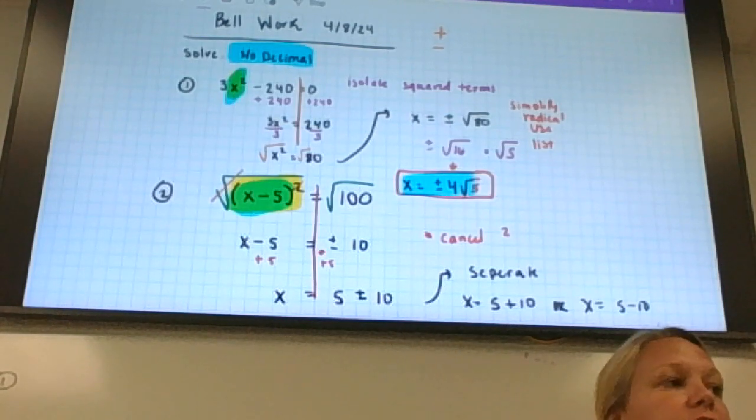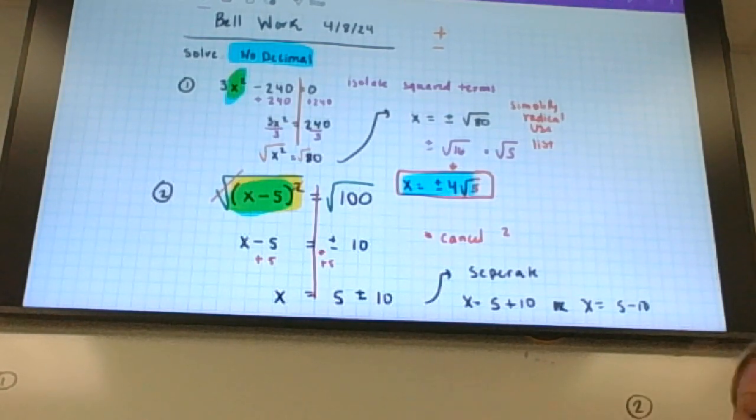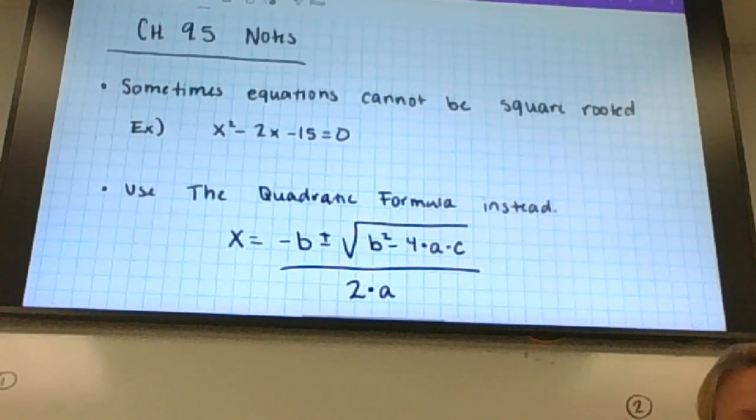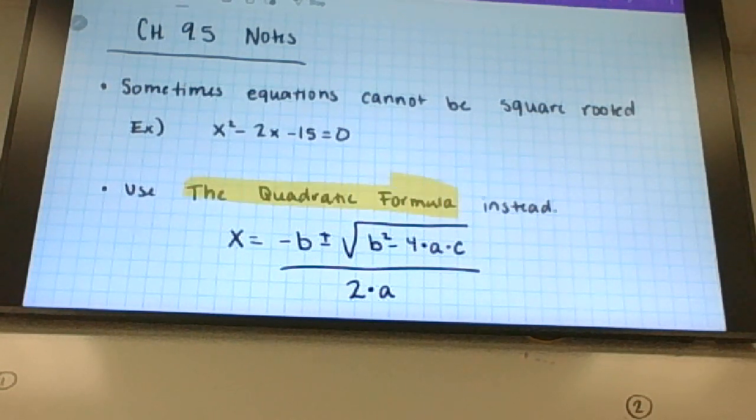So sometimes you have to solve a quadratic that cannot be square rooted. So let's do a few notes here. This is the last section in chapter 9 that we'll be covering. And this is when you have a quadratic that you can't do the process we just did. It doesn't work. The mathematicians came up with an amazing formula, and they rightfully called it the quadratic formula.